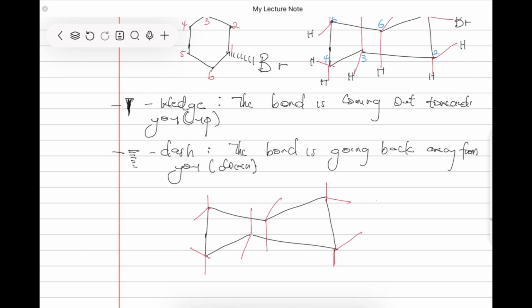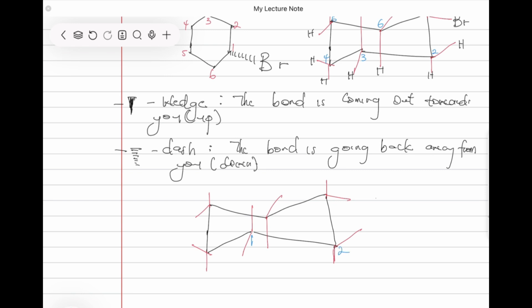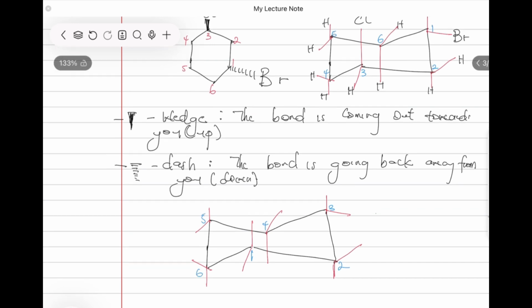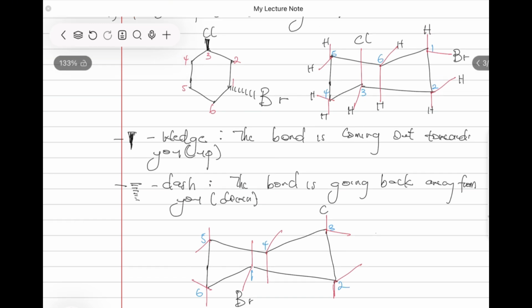If I change my numbering, let's just say I start numbering from this carbon atom, I can go in this direction: 1, 2, 3, 4, 5, and 6. So if I start in this direction, bromine is in the 1 position and it is down, so I can have my bromine in this direction. Then chlorine is in the 3rd position and it is up, so I can have my chlorine here. So these 2 diagrams are the same. It doesn't actually matter where you start numbering from.